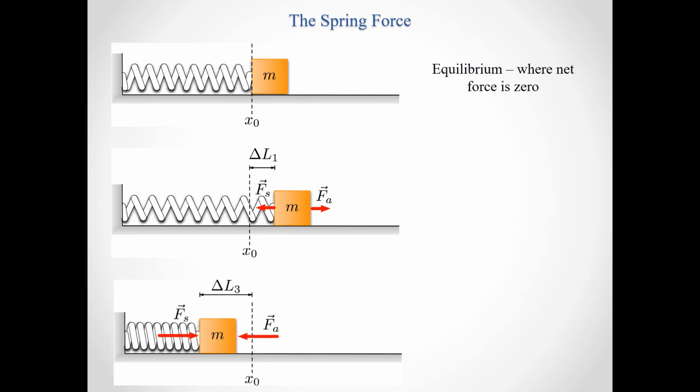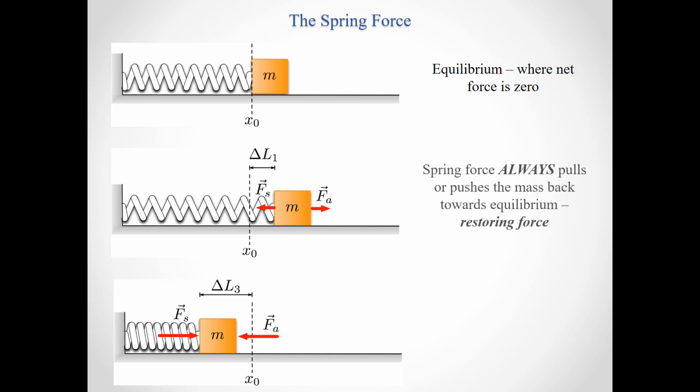So what happens if instead of stretching the spring by pulling the mass to the right, I compress the spring by pushing the mass to the left? The magnitude of the spring force is still proportional to the distance I have pushed the mass away from equilibrium, but the direction of the spring force is flipped. As I compress the spring by pushing the mass to the left, the spring now exerts a force on the mass that points back to the right. Therefore, the spring force always pushes or pulls the mass back towards equilibrium. As a result, the spring force is known as a restoring force. The spring force is always trying to restore the mass back to its equilibrium point.